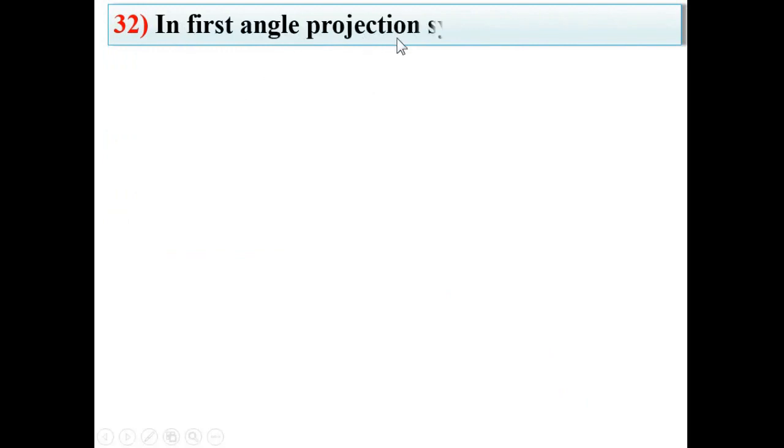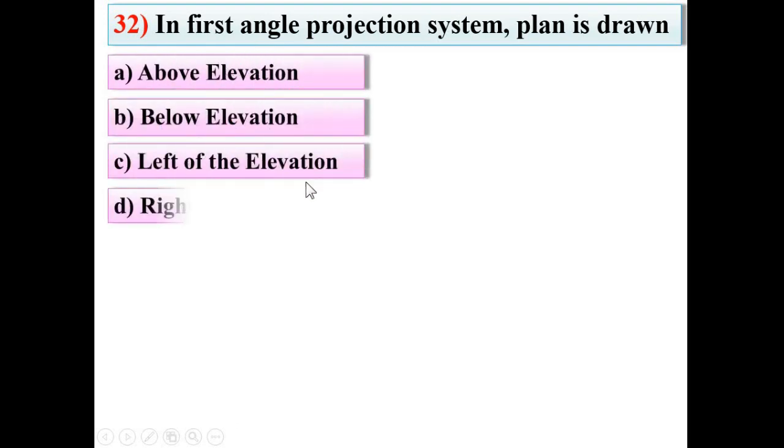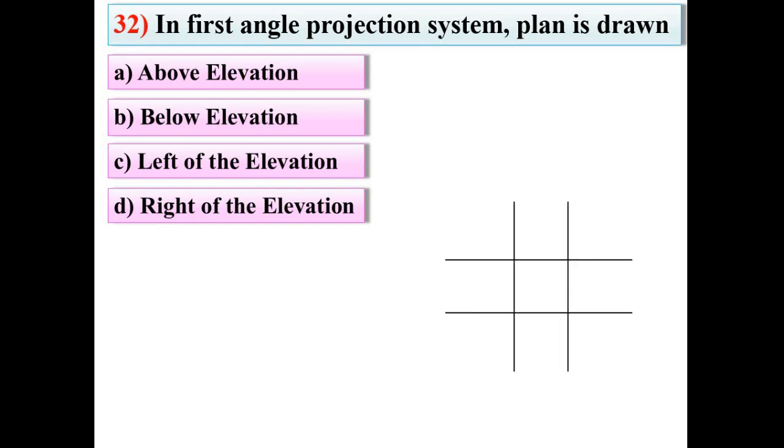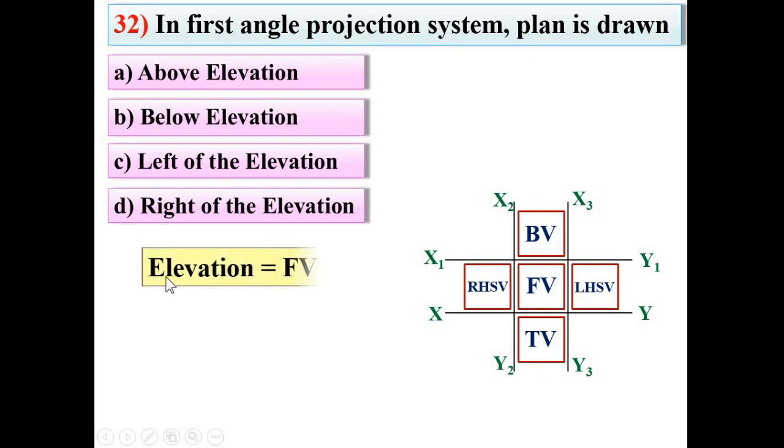Next, in first angle projection system, plan is drawn: above elevation, below elevation, left of the elevation, right of the elevation. Draw first of all the reference line, start with the front view, and then you can put the position of all views with respect to front view in case of the first angle projection system. Now you have to note down over here, elevation is also known as the front view, plan is also known as the top view.